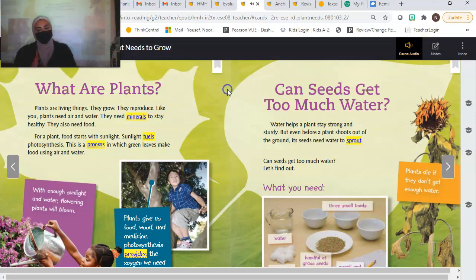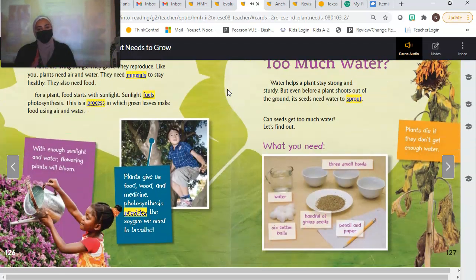Can seeds get too much water? Water helps a plant stay strong and sturdy. But even before a plant shoots out of the ground, its seeds need water to sprout. Can seeds get too much water? Let's find out. What you need: 3 small bowls, water, 6 cotton balls, a handful of grass seeds, pencil and paper.